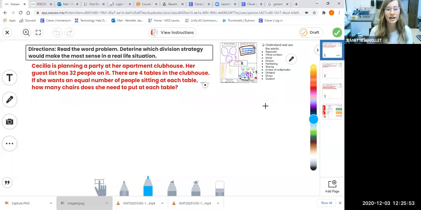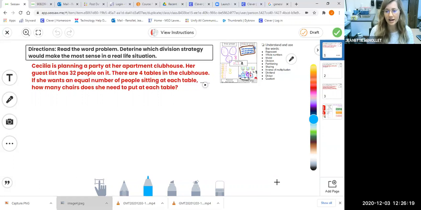Cecilia is planning a party at her apartment clubhouse. Her guest list has 32 people on it. There are 4 tables in the clubhouse. If she wants an equal number of people sitting at each table, how many chairs does she need to put at each table?